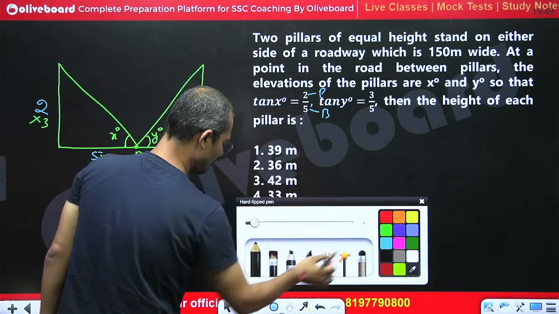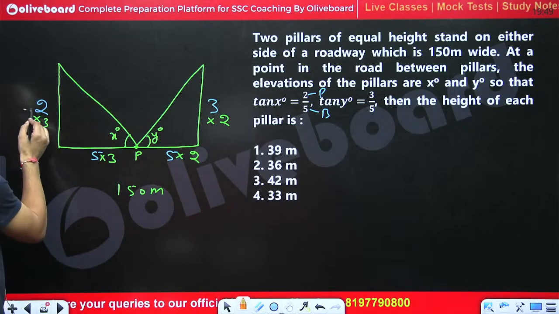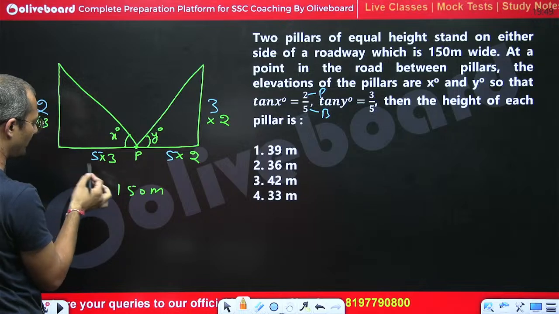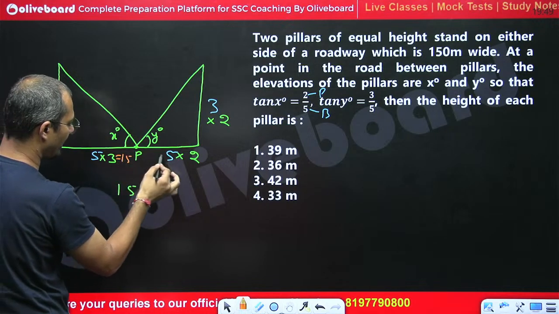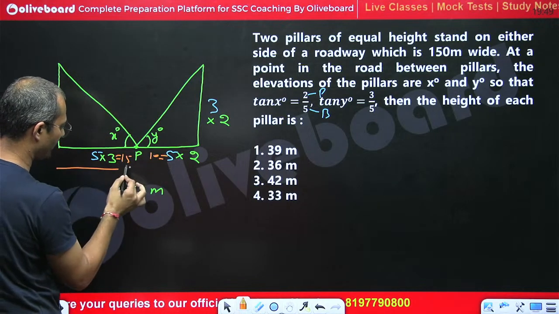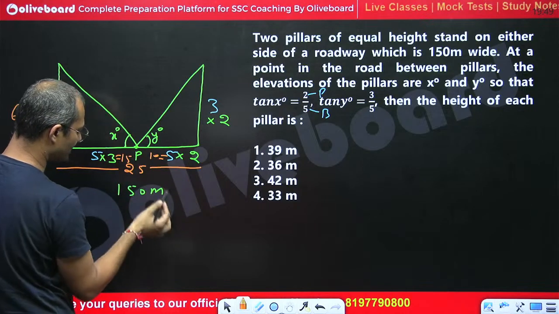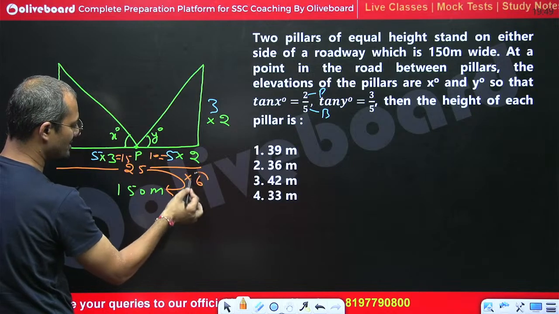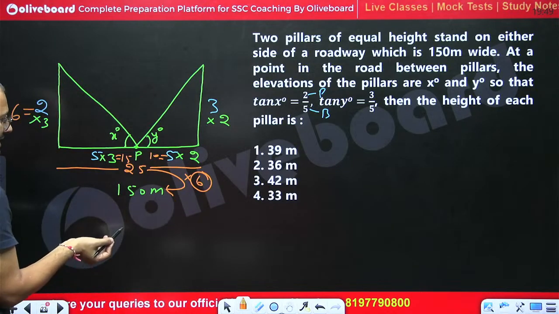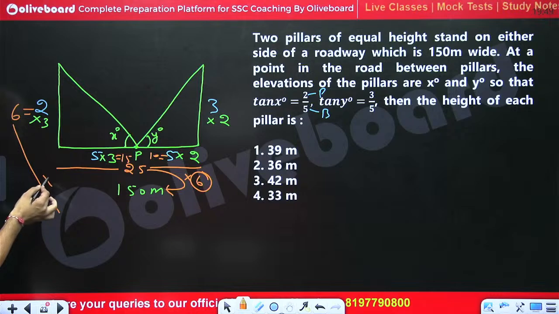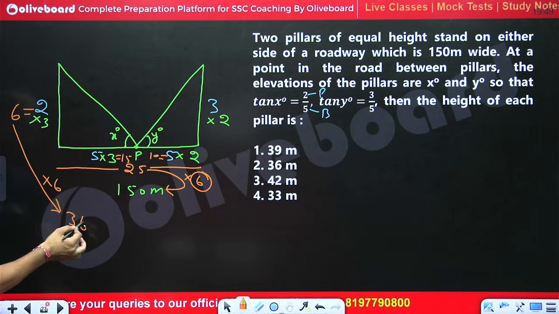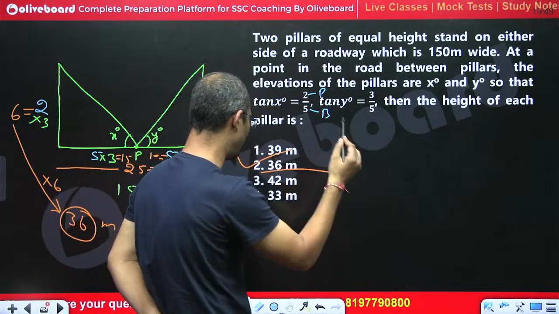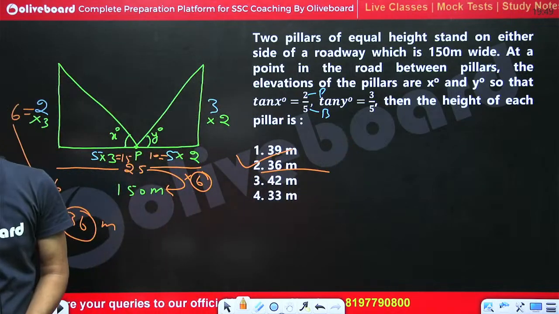So the height would become 6 unit, and the distance between the both pillars would become 15 and 10. So the total, this would become 25, right? So we can say that 25 is equal to 150. How many times? This is 6 times. So the height of the pillar would be equal to 6 into 6. This would be equal to 36 meter. 36 meter would be the right answer. Second option is the right answer.